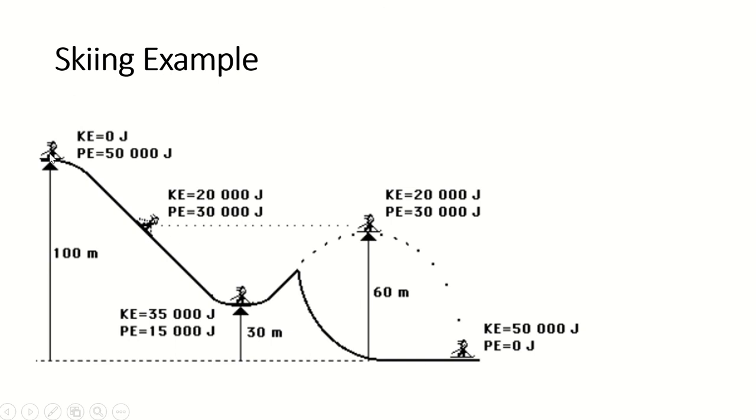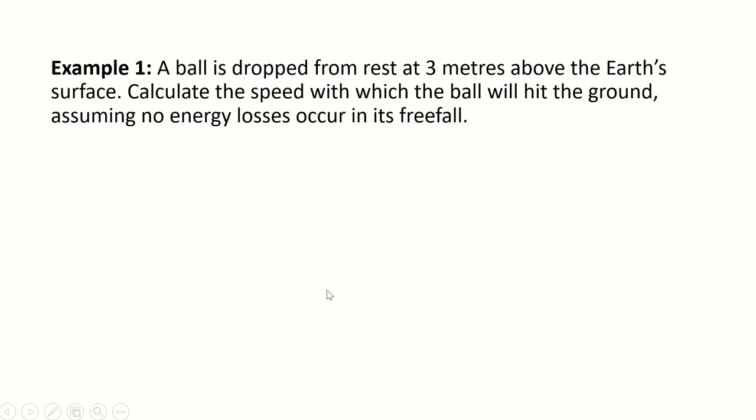Again, this is just a skier, another example. At the top, they have 0 joules of kinetic energy and 50,000 joules of potential energy, and then on the way down it's changing. They're gaining kinetic energy, losing potential energy. As they go high again, they gain some more potential energy and lose some kinetic energy, and then right at the bottom, all their energy is kinetic energy. Obviously, in reality, we have friction, so the skier is losing energy on the way down due to friction and air resistance, but in an isolated system, energy is conserved.